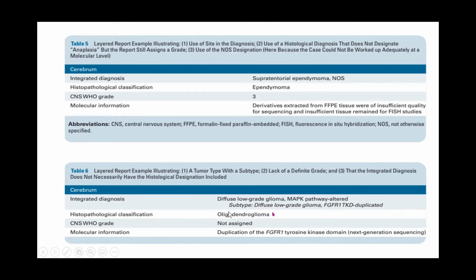That is, you would do an IDH test, which should be mutant. You should do ATRX and 1p19q co-deletion. Suppose it does not show those changes, then you do not give it a grade, all right?